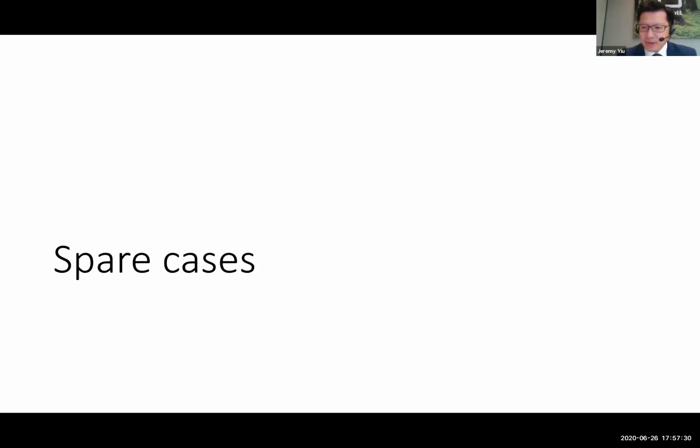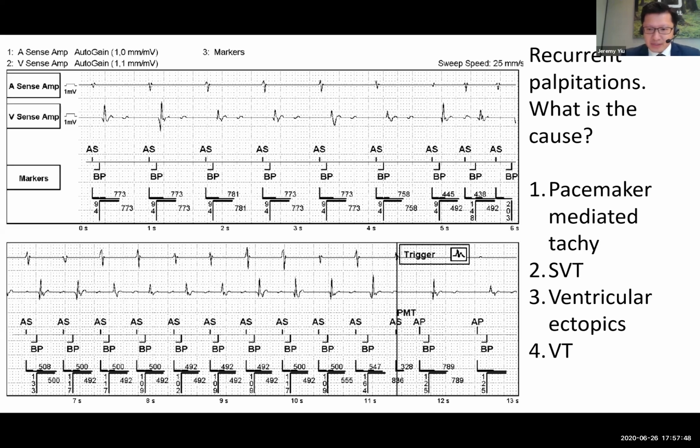Yeah, sure. Thank you. So I think there is a question which is related to case number 4. So Dr. Chong, if possible, could you please scroll back to case number 4. And the question is, why did the APHRS after PMT detection occur so early after the A-sense?